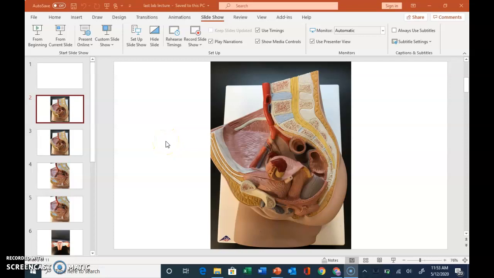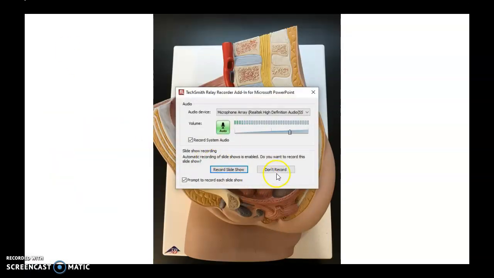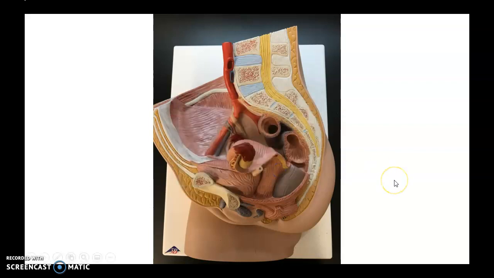Hi class. So let's talk about the reproductive system now, and we will look into the female reproductive system first, followed by the male. So this is looking at the female reproductive system, and we see a lot of structures here, but we will start from the superficial to deep.